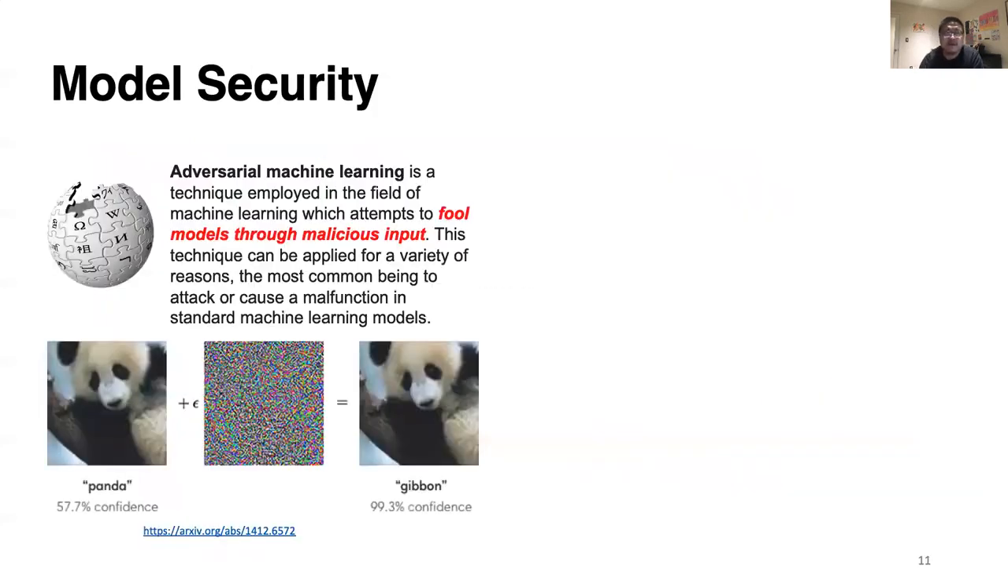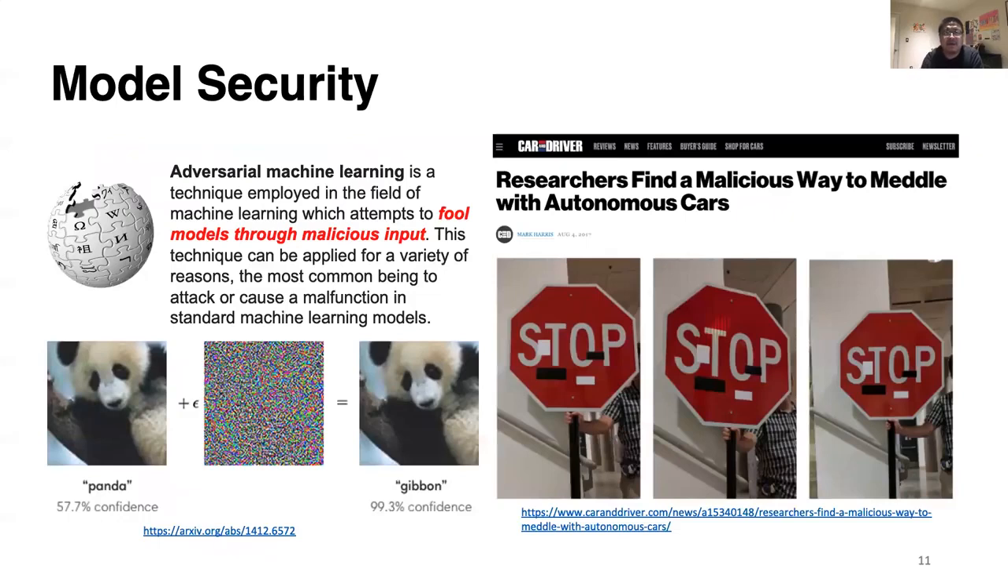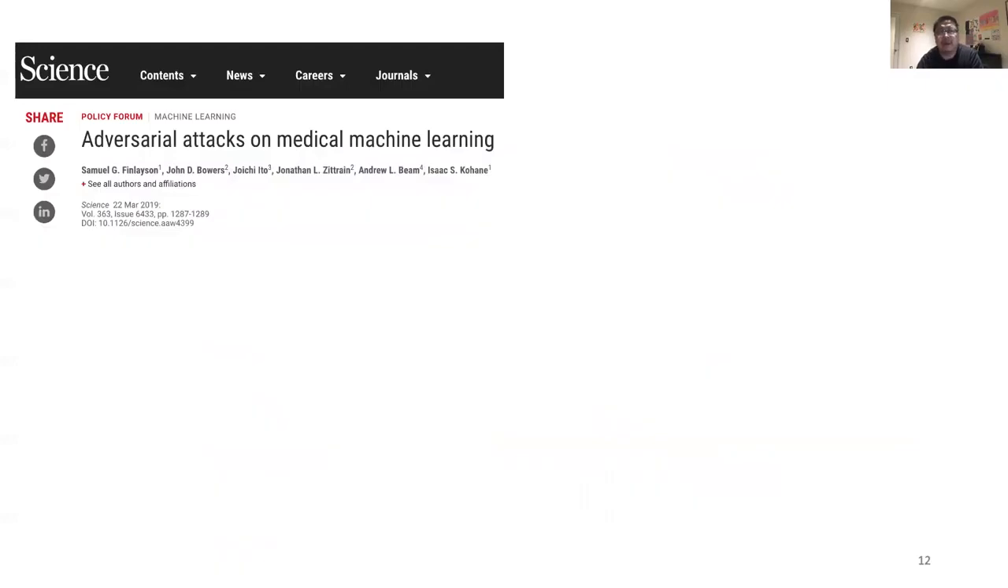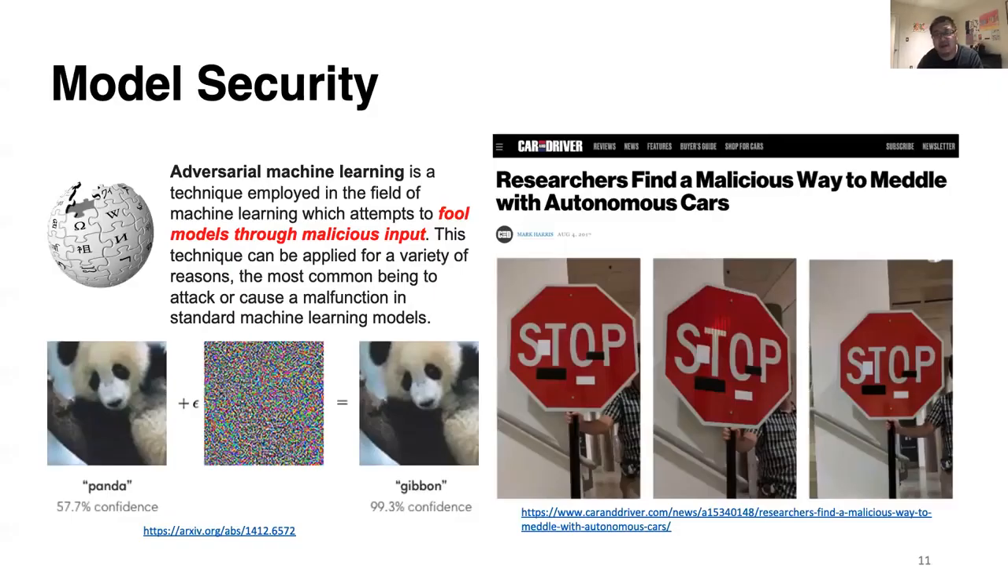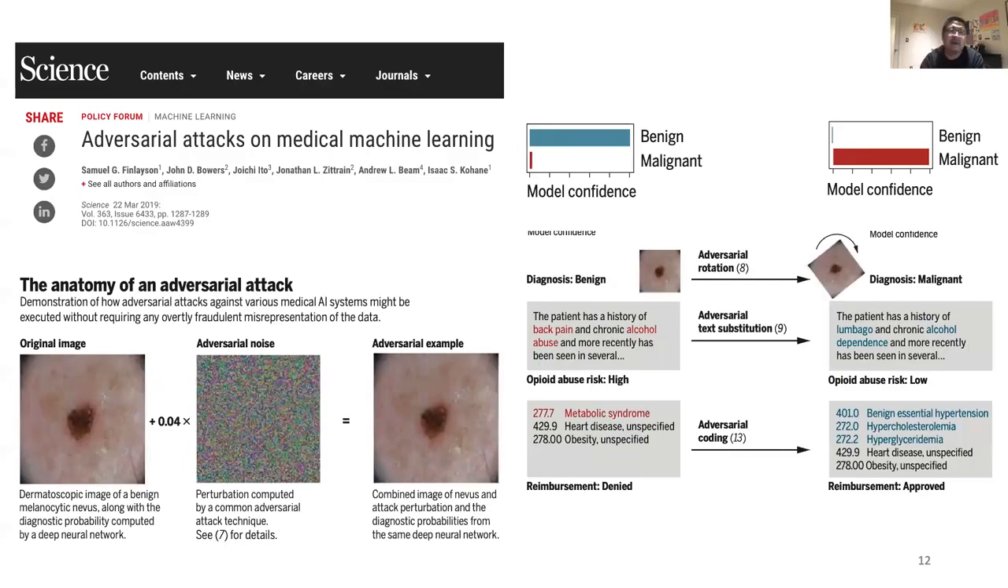And another thing is model security. We have seen the adversarial attack for images, which may cause a big threat to autonomous driving systems if you do an adversarial attack on the traffic signs, let's say. But for biomedical data, there's a Science paper that also talks about that. We can deliberately change the patient's records, like in this case, to make a medical fraud and let the algorithm pass through the fraud check.